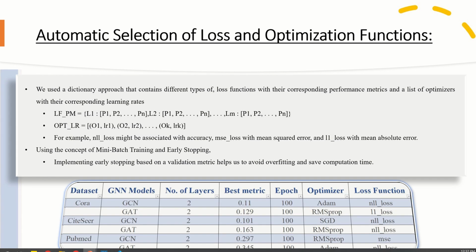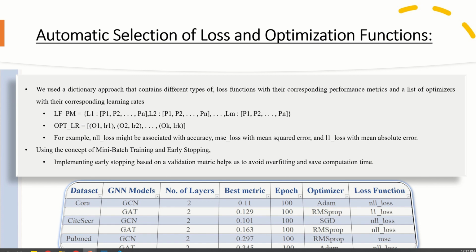So in our implementation, we use a dictionary approach that contains a set of loss functions with their corresponding performance metrics, and in the same way a list of optimizers with their corresponding learning rates. For example, the NLL loss might be associated with accuracy, and MSE loss might be associated with mean squared error, and so on. So that's the first approach to find the best loss and optimization function.